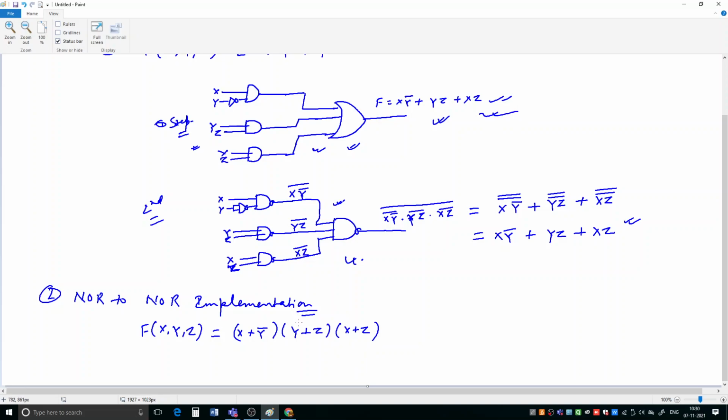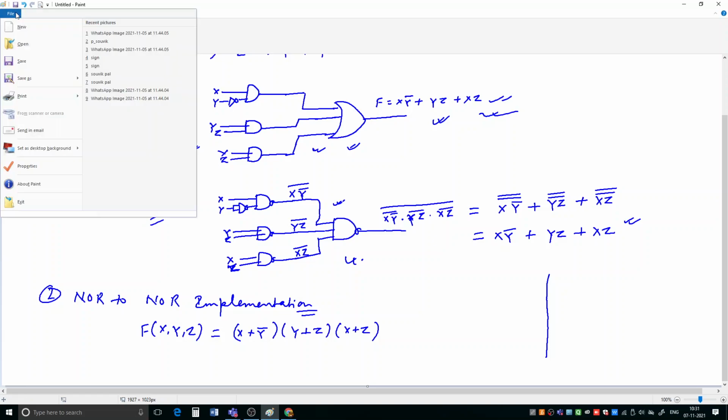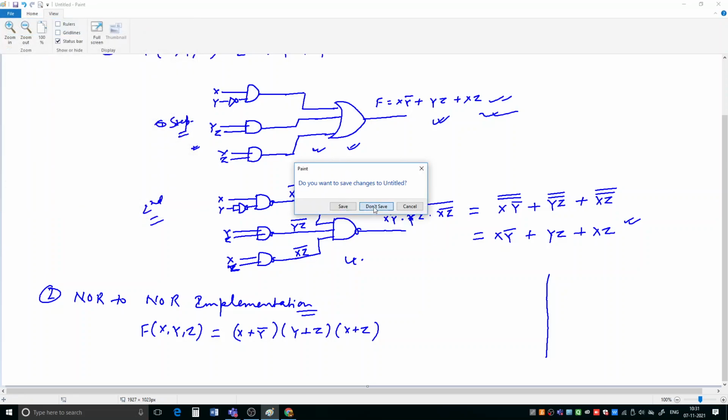If you have to draw the circuit for this using only NOR to NOR implementation, first, in the first step, you have to draw the circuit using the basic gates. And after that, in the second step, you will replace the basic gates with NOR gates. So let me open a new page, and I will do this there.